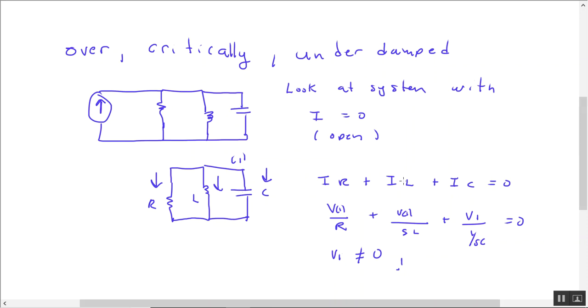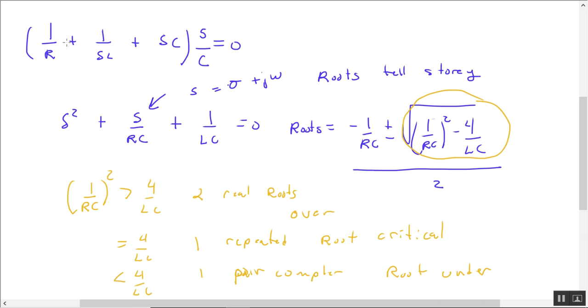All right? So those currents sum to 0. Then we use Ohm's law, V1 divided by R plus V1 divided by SL plus V1 divided by 1 over SC. Now we can get rid of this V1 because it can't be 0, otherwise the problem makes no sense, right? So if we go to the next page, now I've got 1 over R plus 1 over SL plus 1 over SC, equal to 0.